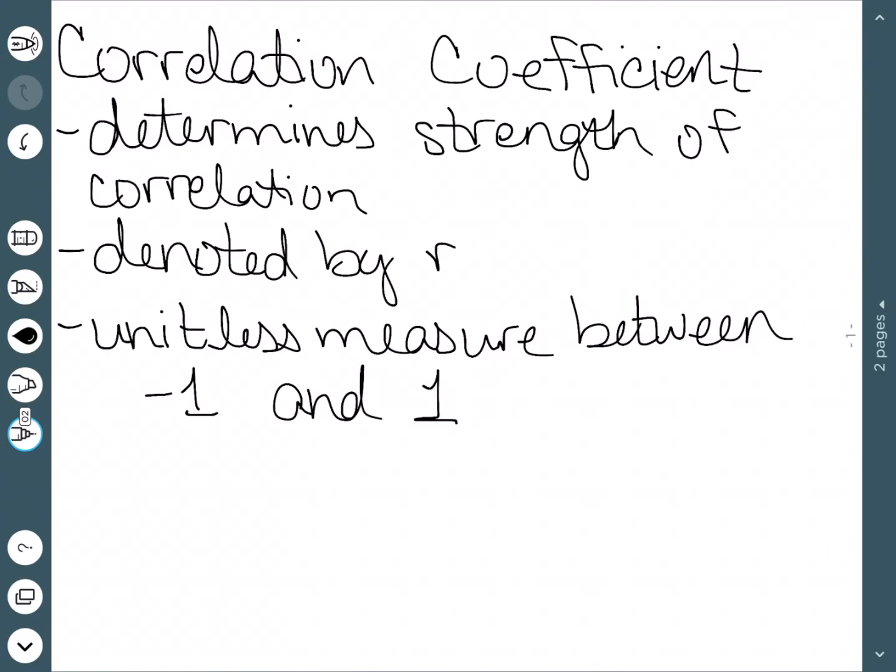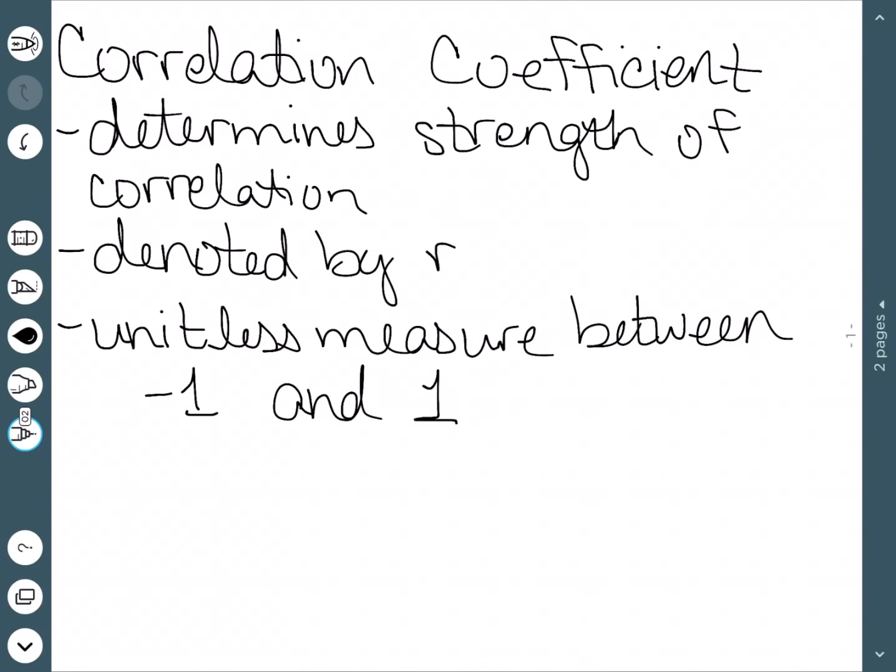If you have a correlation of exactly 1, that's a perfect positive linear correlation. This means that all of your points actually do lie on a straight line. If your correlation coefficient is -1, you then have a perfect negative linear correlation. Once again, all your points are going to lie on a straight line. And if you're right in the middle with a correlation coefficient of 0, that means that it's completely random. There is no correlation whatsoever.